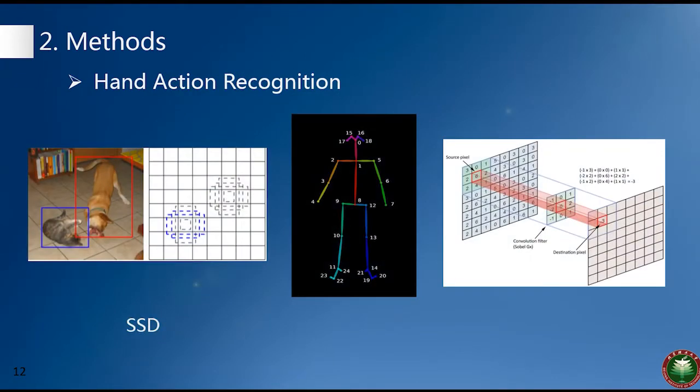SSD network uses a single deep neural network with a small convolutional kernel. First, several initial bounding boxes with different aspect ratios are generated, and then the initial bounding boxes are regressed to the correct true value to find out the target position.